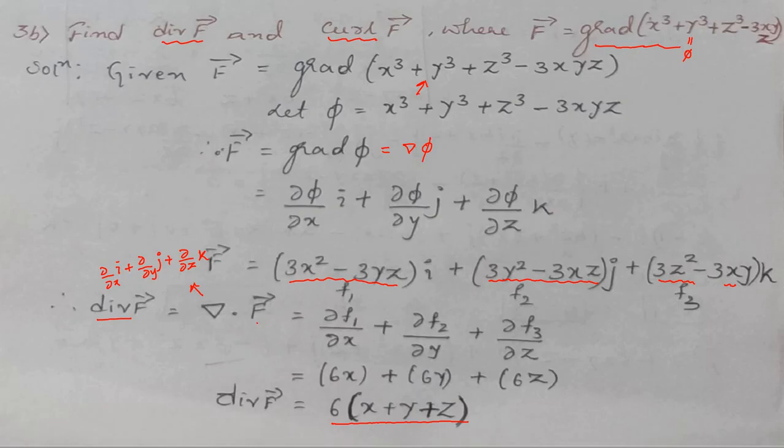See here, why I have written summation, I will tell you. The reason behind writing summation: 3x square we have here, so the next term, the coefficient of j, will be 3y square, next 3z square. Similarly here minus 3yz, minus 3xz, minus 3xy. It is of the cycle form, like a cycle chain. After x, after y, after z. It is of x, y, z.